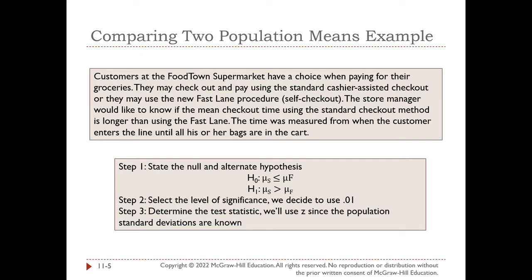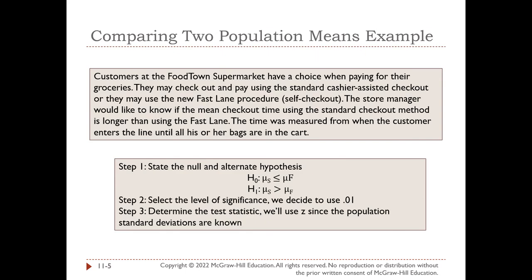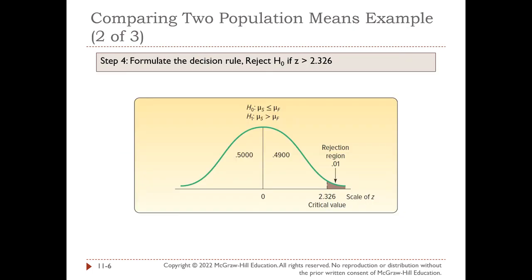So, after chapter 10, I believe y'all are awesome at figuring out which one we use, either Z or T. Alright, and since we definitely know there's no equal sign, it's not equal, not equal, we have the less than, greater than, then we're dealing with one tail. Okay, so formulate the decision rule. We're going to reject the null if Z is greater than 2.326.